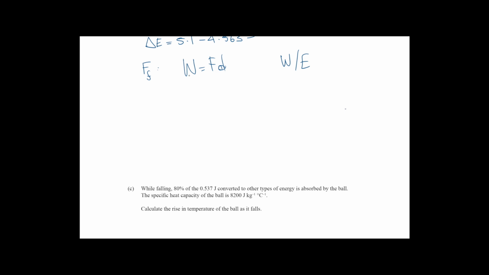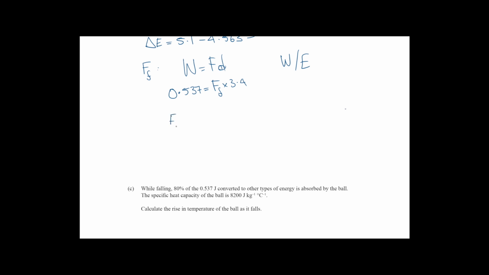So gravity is doing this work. It's doing so many joules of work. How much work? Well, 0.537 joules is equal to the force from friction, which is always in the opposite direction of where we're heading, times 3.4 meters, which is the distance.